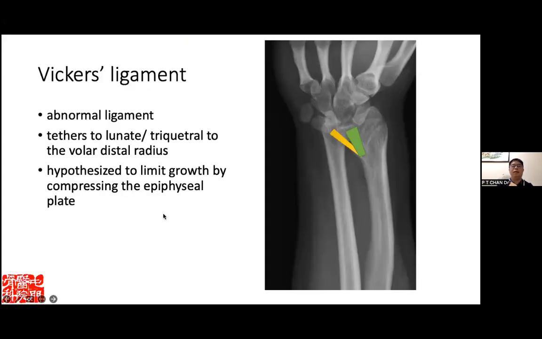The Vickers ligament is thought to be one of the culprits, but actually we do not know whether this is the cause of the disease or the result of the growth arrest. It is a ligament that goes from the volar and ulnar side of the distal radius mostly to the lunate, but some of the fibers may attach to the triquetrum.